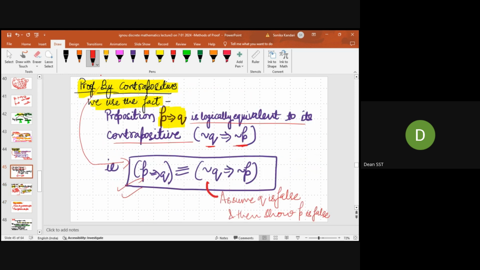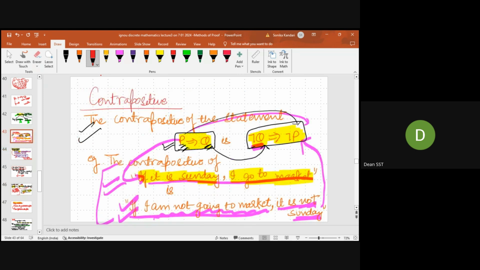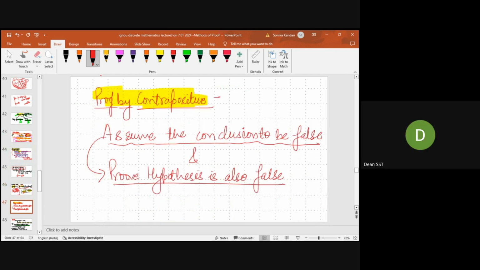We have to prove the conclusion is false, then we will prove the hypothesis is false, like this. Like if it is Sunday, I go to market, then if I am not going to market, it is not Sunday. So we have to work this way. Is it clear? Yes. That is why it is contrapositive.